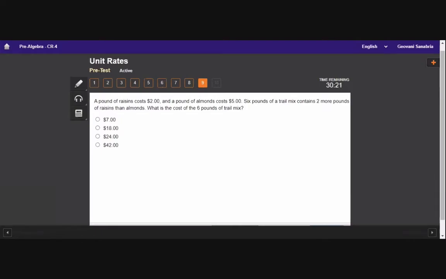A pound of raisins costs $2, and a pound of almonds costs $5. 6 pounds of trail mix contains 2 more pounds of raisins than almonds. What is the cost of 6 pounds of trail mix? That's confusing. I gotta read that again.